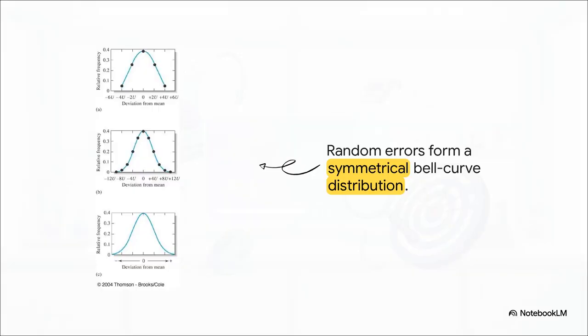But here's the cool part. Because these random fluctuations have an equal chance of being positive or negative, they don't drag your data entirely off to one side. Instead, if you take enough measurements, they naturally form this beautiful, symmetrical bell curve distribution right around your mean value. And the rule here is simple. The narrower your bell curve, the higher your precision. The wider it gets, the more random error is bouncing around in your data.